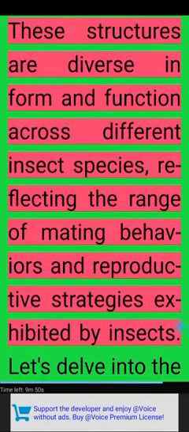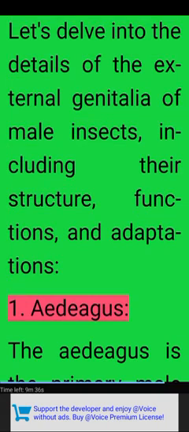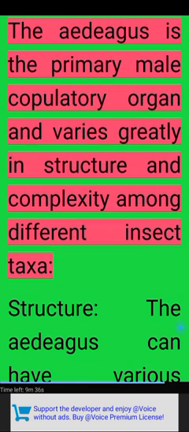These structures are diverse in form and function across different insect species, reflecting the range of mating behaviors and reproductive strategies exhibited by insects. Let's delve into the details of the external genitalia of male insects, including their structure, functions, and adaptations.